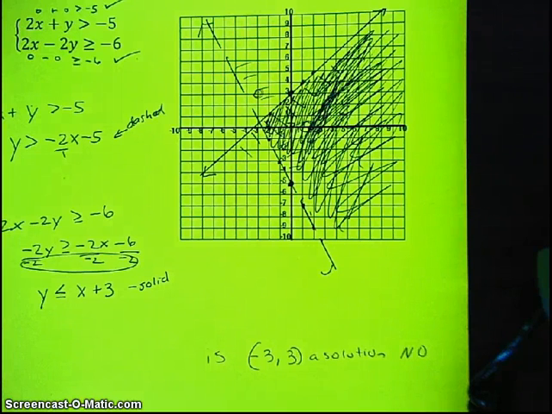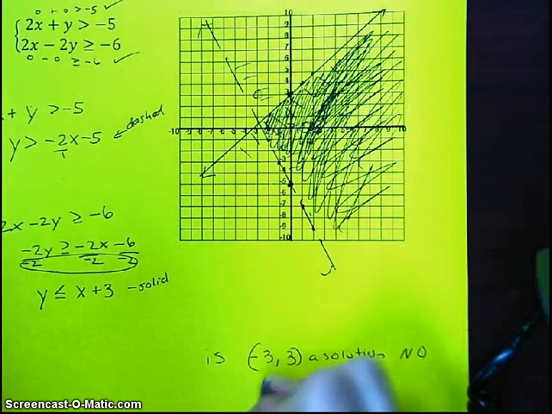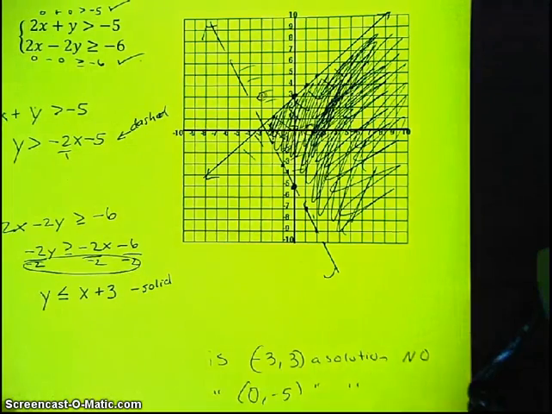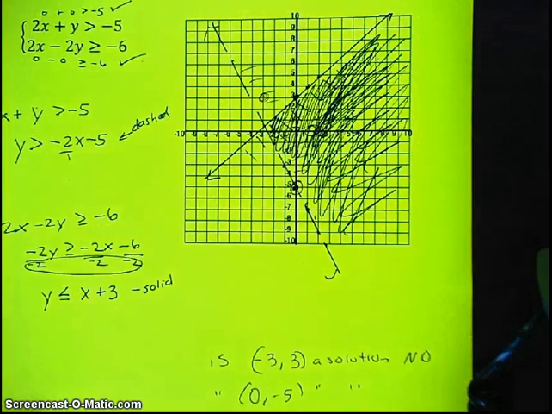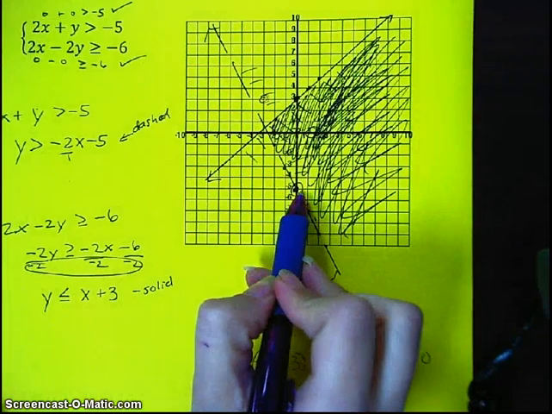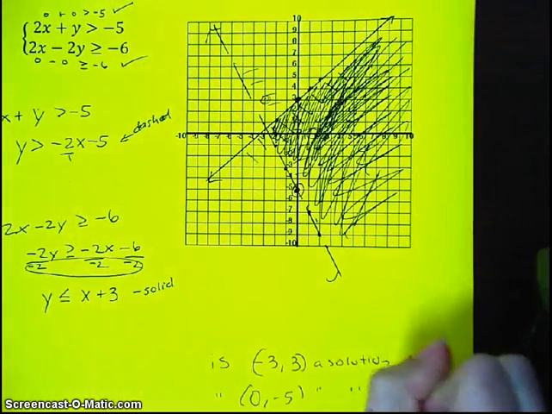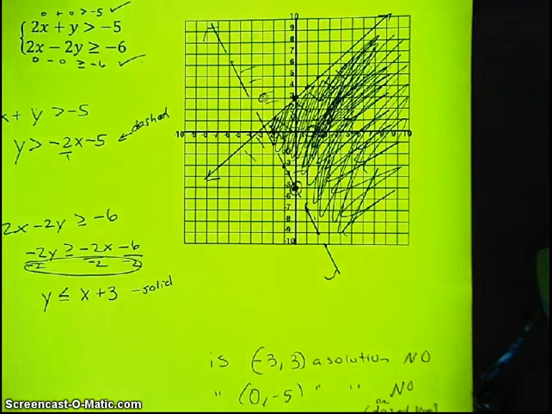If we wanted to know, let's look at 0, -5. Is 0, -5 a solution? So if we go down here to 0, -5, here's 0, -5. It is on my line, but if you notice, this is a dashed line. That means it does not include that. So because that is a dashed line, it is not a part of my solution because it does not satisfy this top equation. So we would say no. And if you want to remind yourself, it's on the dashed line. That's why it doesn't work.